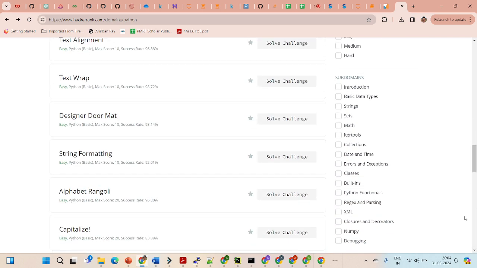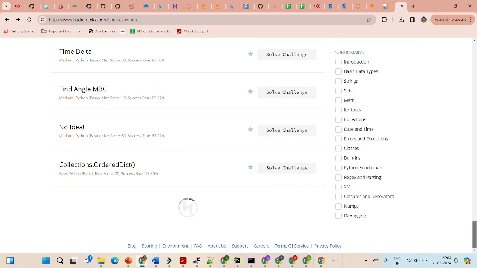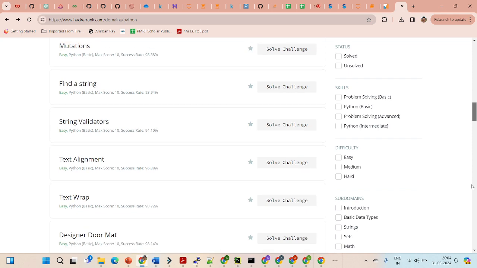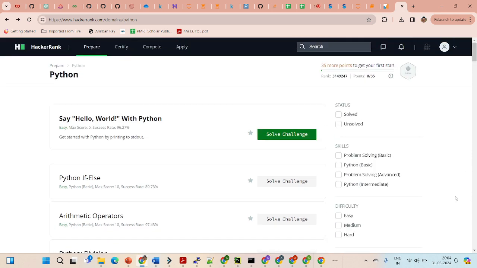So these are the problems. One by one, you have to solve. Then you will learn with problem solving. After each problem, can you share the link in the chat box?